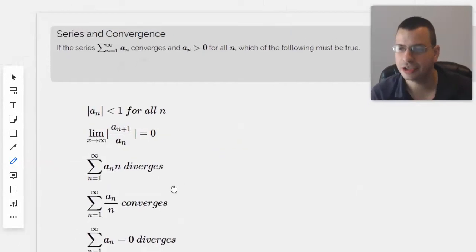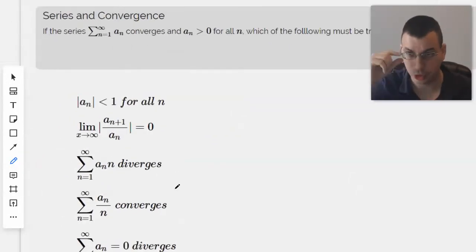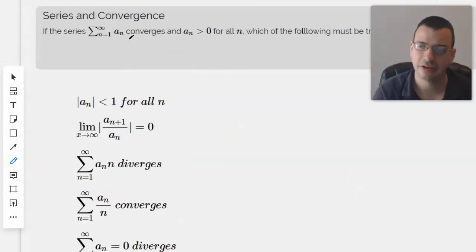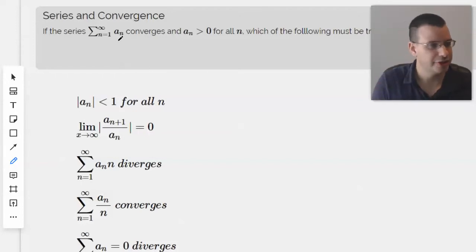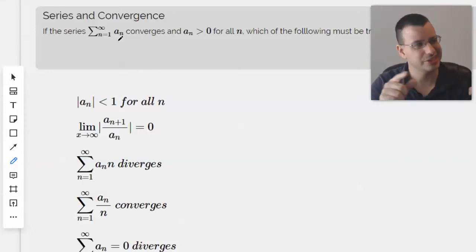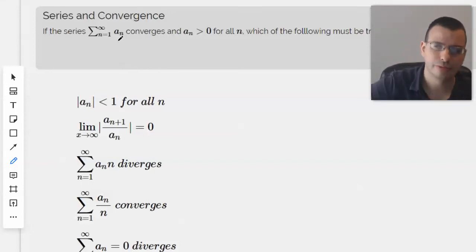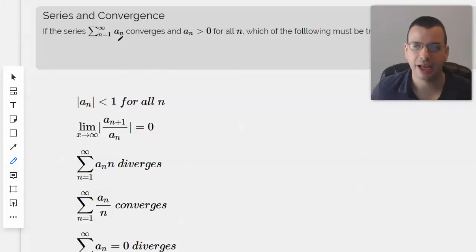If the series from n equals 1 to infinity of a of n converges, and a of n is just like a coefficient. So a0 is probably the first one, a1 is the second one? Because 0 probably, not important. I guess a1 would be the first one. Okay, focus.